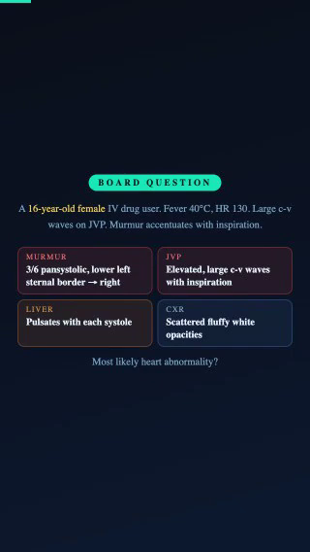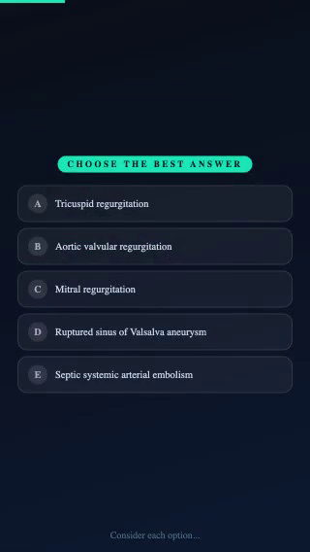Which of the following is the most likely heart abnormality? Option A, tricuspid regurgitation. Option B, aortic valvular regurgitation. Option C, mitral regurgitation. Option D, ruptured sinus of Valsalva aneurysm. Option E, septic systemic arterial embolism.